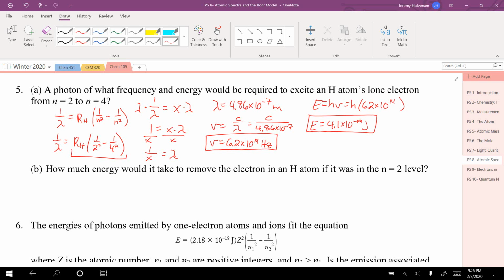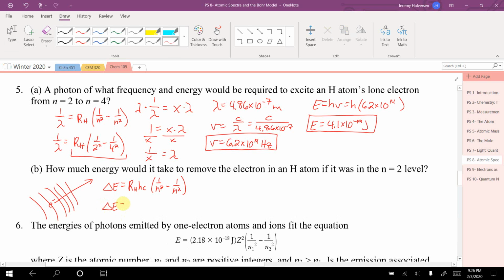How much energy would it take to remove the electron in the H atom if it was in the n equals 2 level? So we're saying we're in n equals 2, we've got all these other levels out here, and we want to remove it completely. Well, now I'm going to solve this problem similarly, but I'm going to use the delta E equation, which is R_H hc times 1 over n squared minus 1 over n squared. Well, what is my final n here? My final n is removed, which is as far away as you can get, which is infinity.